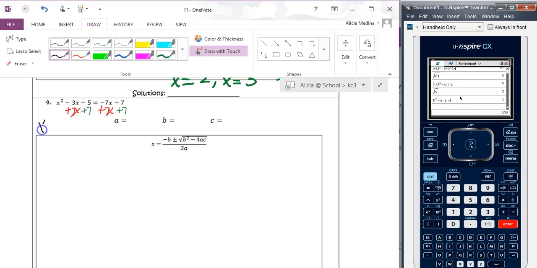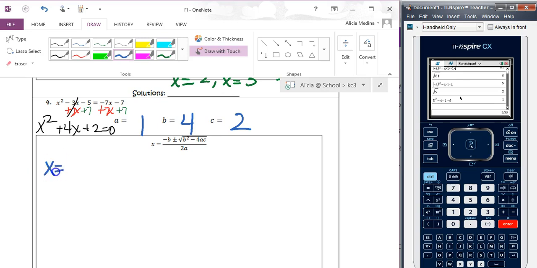My quadratic then is going to be x squared. A negative 3x and a positive 7x is going to be a positive 4x. Negative 5 and a positive 7 is a positive 2. Now finally equal to 0. Identify my a, b, and c. A is a 1, b is a 4, and c is a 2. Go ahead and write this in my quadratic equation.